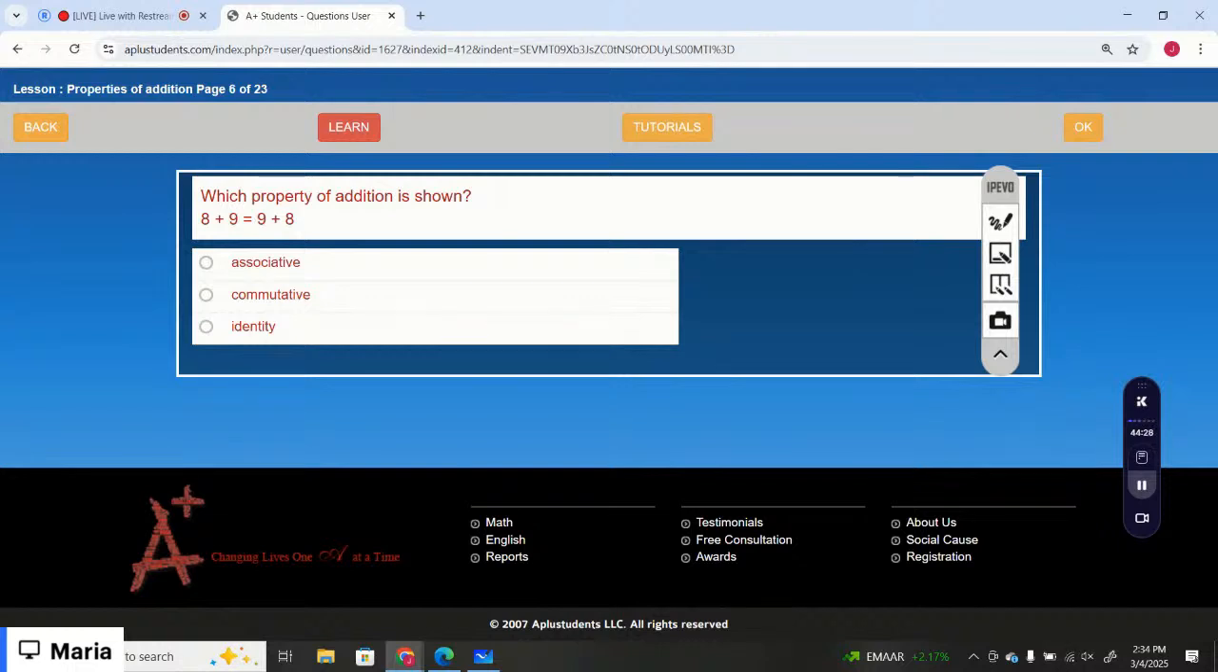Which property of addition is shown? 8 plus 9 equals 9 plus 8.